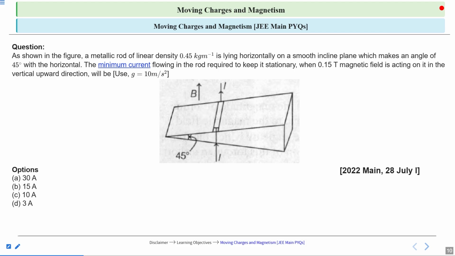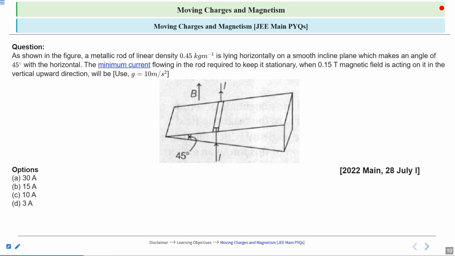Okay, let's move on to the next question. As shown in the figure, a metallic rod of linear density. What is linear density? Mass upon length, mass per unit length. What is volume density, which we normally use as density? Mass upon volume, that is volume density. This is linear density, which is mass upon length. So linear density is given as 0.45 kg per meter.